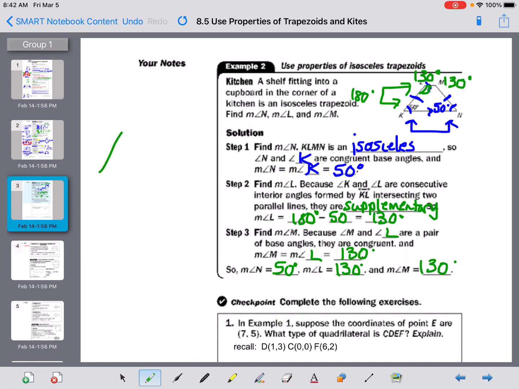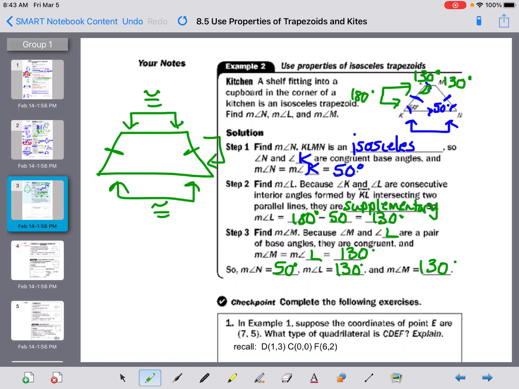So, quick reminder again, on a trapezoid, if it's isosceles, base angles are the same. Base angles, those that touch the same base, are going to be the same. And angles between our parallel lines will add up to 180. So that's a quick reminder on isosceles trapezoids, how to find the angles.